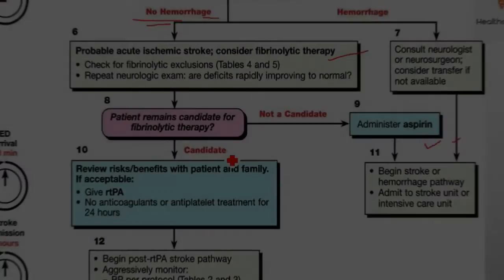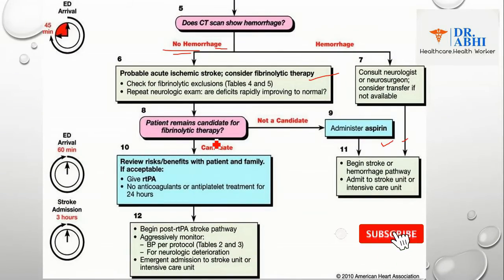But if the patient is a candidate for fibrinolytic therapy, we have to start tissue plasminogen activator, but we have to reconsider whether the patient falls under the inclusion criteria or the exclusion criteria, whether we can give him the TPA medication or not, because there are lots of complications that will arise after the administration of TPA. The most important complications are a rise in BP and neurological deterioration. So, under good supervision, we have to start rtPA.